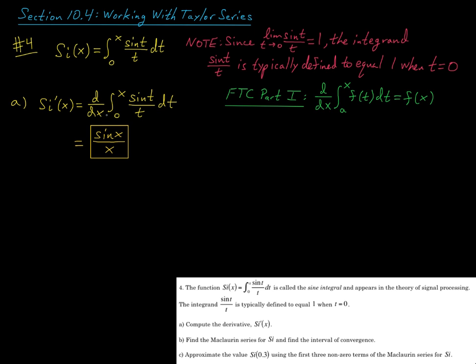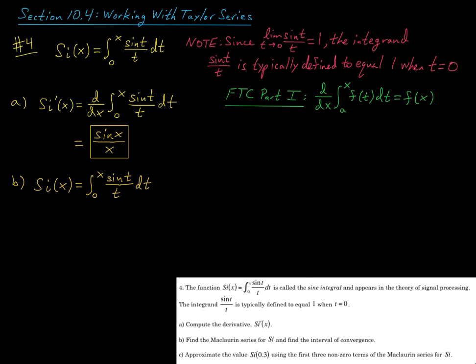Applying that result here, I'm just going to evaluate this integrand, sine t over t, at x, and that gives us sine x over x for this derivative. Now for part B, it says find the Maclaurin series for Si and find the interval of convergence.